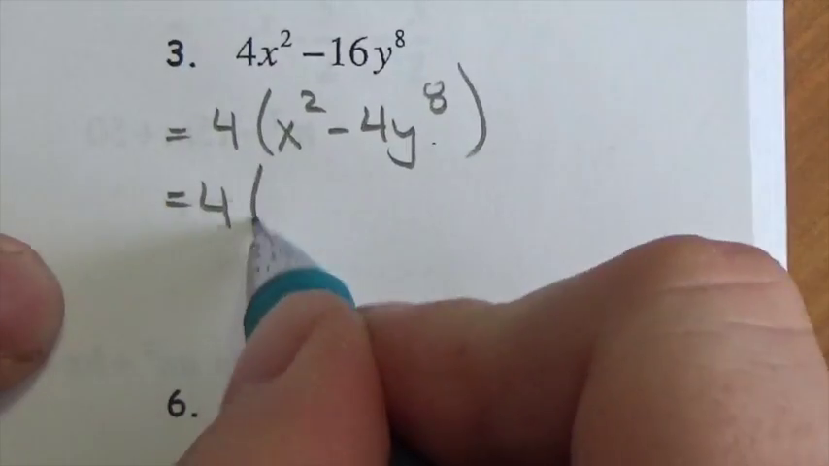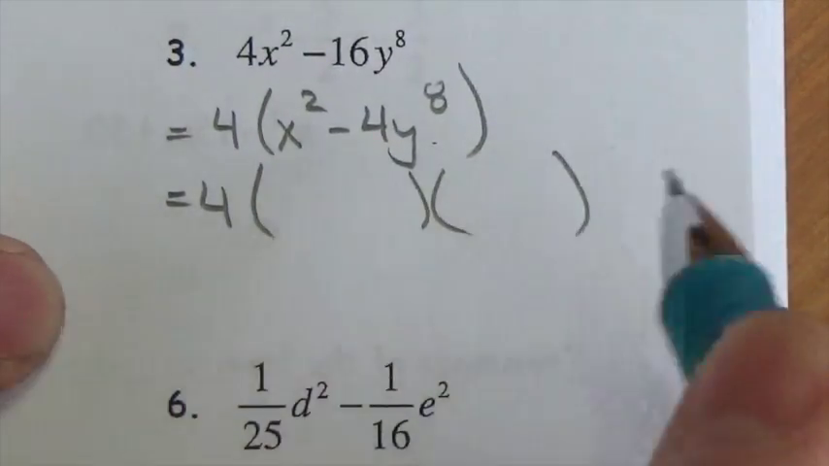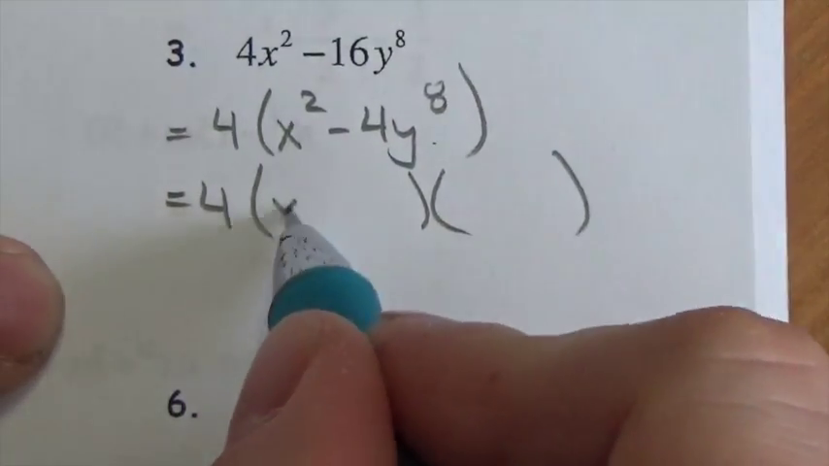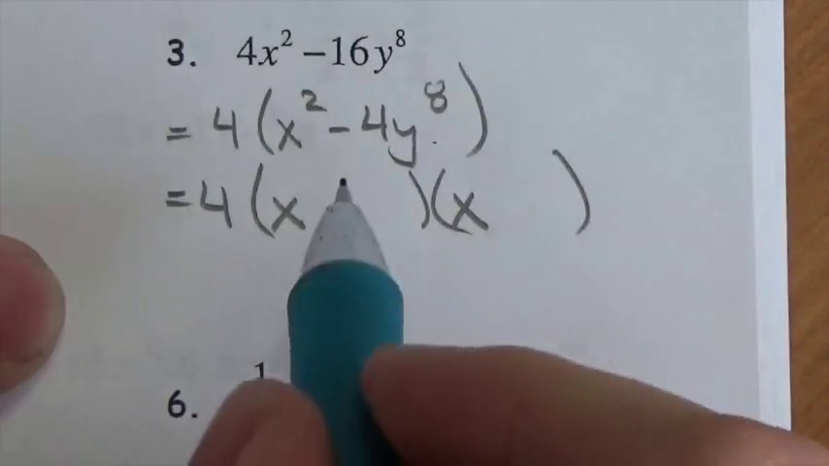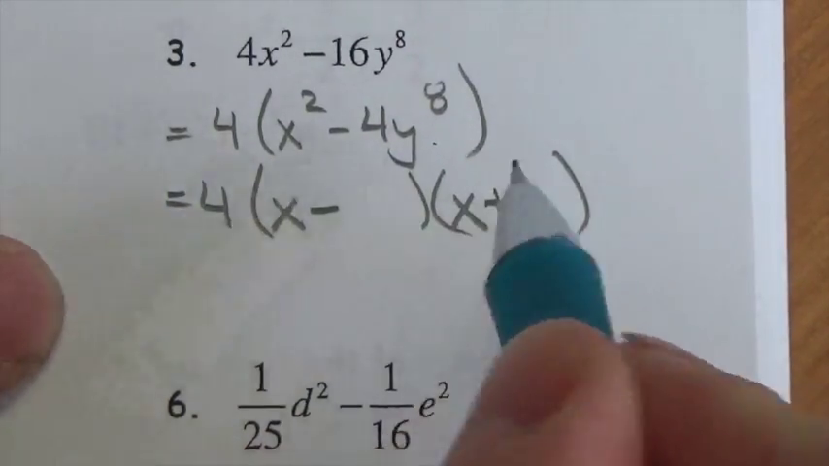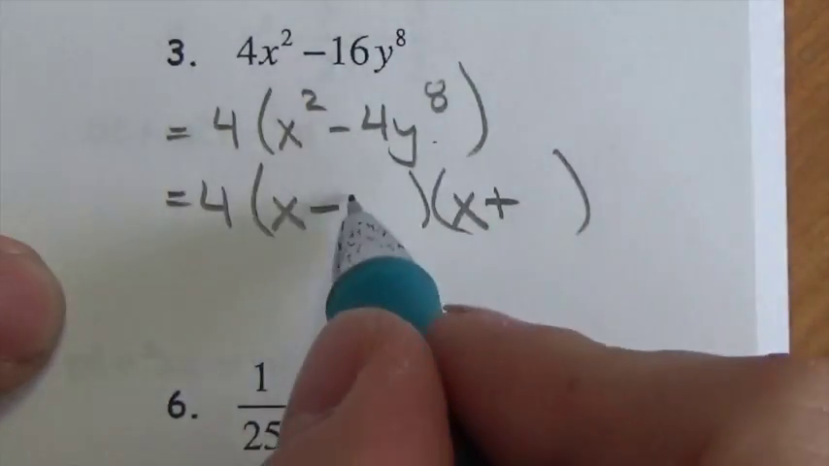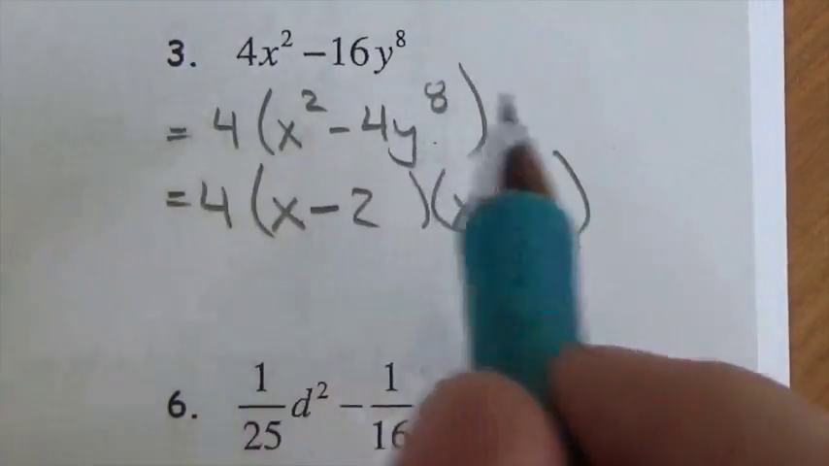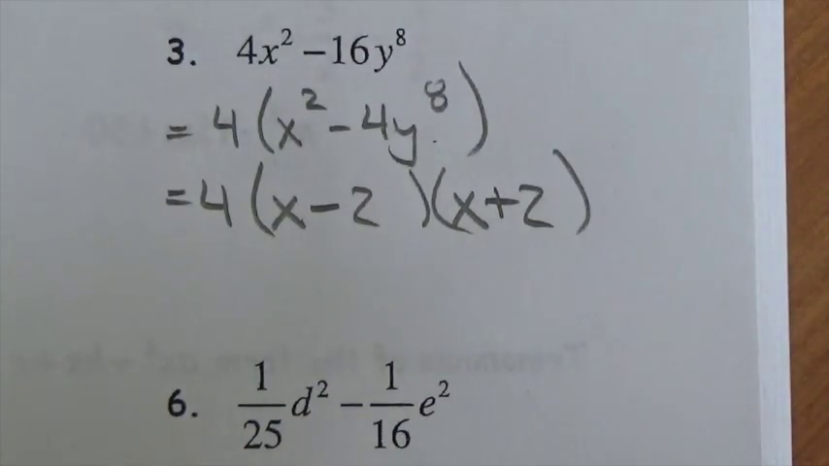So the 4 stays, can't do anything about that. I'm going to get two terms here. The square root of x squared is going to be x, and I'll put that up front here. This is going to be minus, plus. The square root of 4 is 2. Now, what's the square root of y to the 8th?